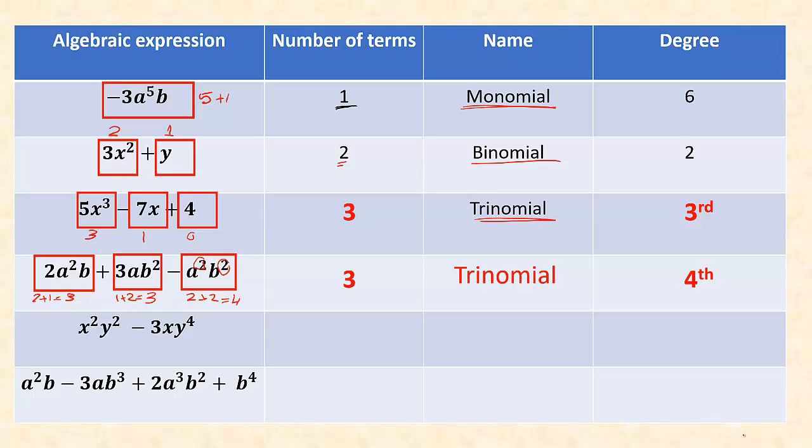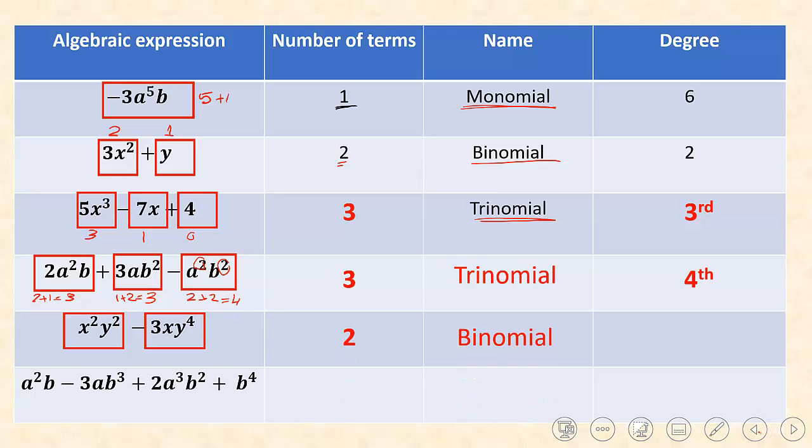x squared y squared minus 3xy to the power of 4. I have here this expression containing 2 terms. And when I have an expression containing 2 terms, this is a binomial. Having 2 terms, to determine the expression degree, I must go and see the degree of each term. The degree of the first term is of the 4th degree, 2 plus 2. And the degree of the second term is of the 5th degree, 1 plus 5. So the degree of the whole expression is of the 5th degree, the highest term.